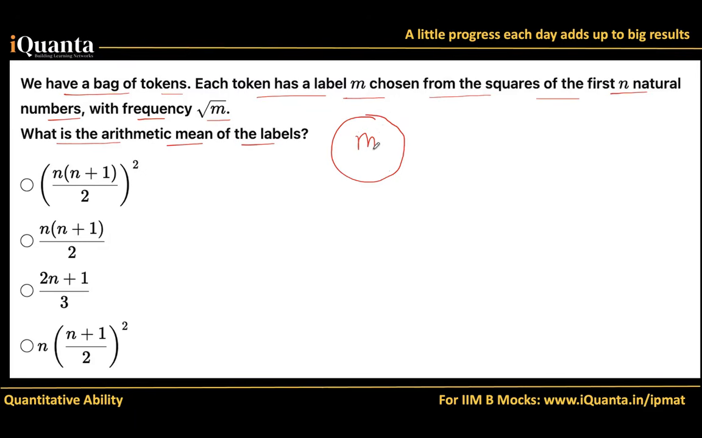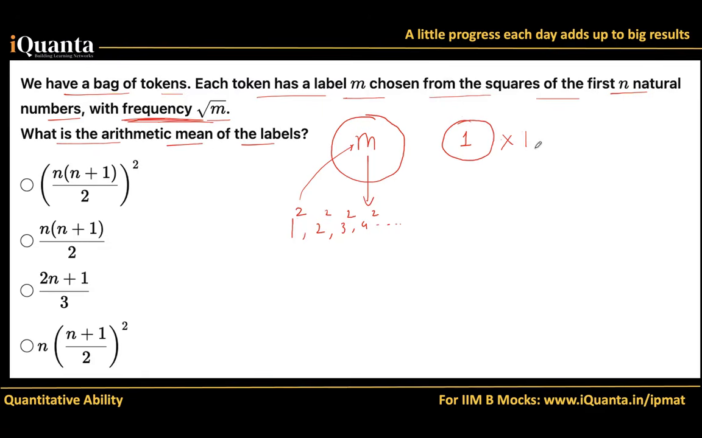Chosen from square of first n natural numbers. So m, this label value is always a square, okay? So 1 square, 2 square, 3 square, 4 square, and so on. So this is the label value. But frequency m means there are m tokens. If you talk about one square, okay, so say there's a token having label 1. There'll be a token having label 1. How many such tokens are there? There are such root m tokens.